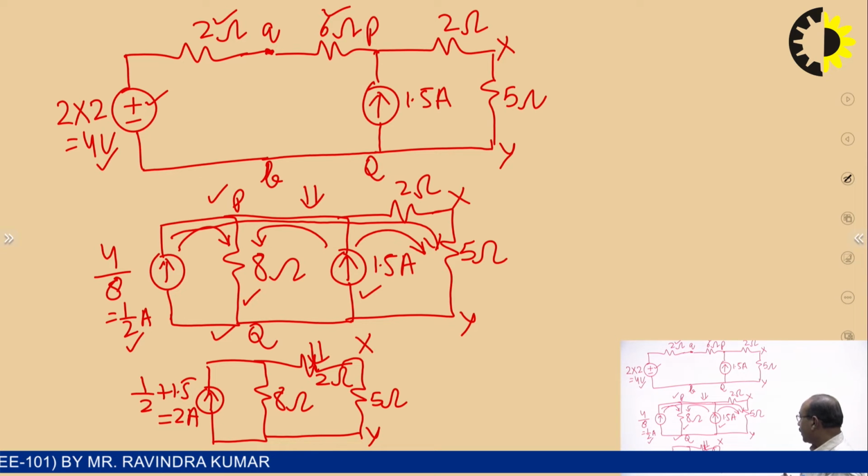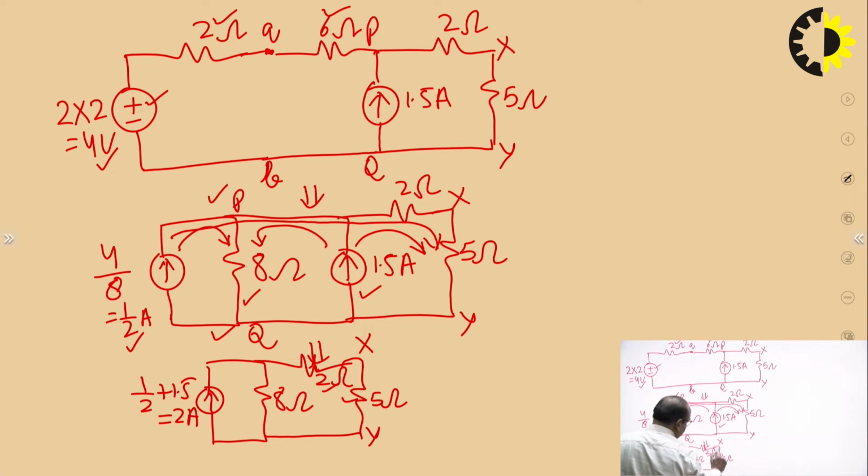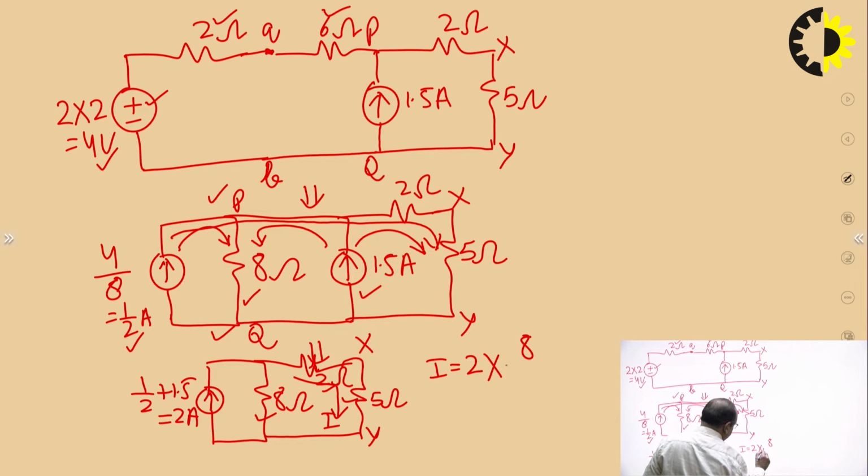Now, this 2 ohm and 5 ohm are in series. That branch is connected in parallel with the 8 ohm branch, and 2 ampere is the current of the current source. So, we can find the current in this 5 ohm branch using the parallel current division rule. Suppose the current here is I. 2 ohm and 5 ohm are in series, so they will have the same current I. So, I will be given by 2 into 8 upon 8 plus 2 plus 5. This is using the parallel current division rule.